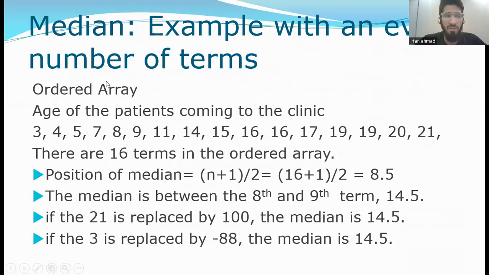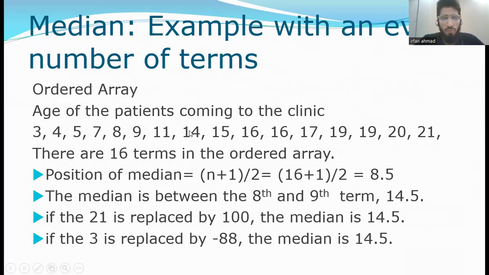For an even number of observations, first you have to orderly arrange the ages of the patients or any data set. You have to order them in ascending or descending order. There are 16 items in the order. So 16 plus 1 divided by 2 is equal to 8.5. So the 8.5th number, counting 1, 2, 3, 4, 5, 6, 7, 8. So 8.5 means it is somewhere between 14 and 15.